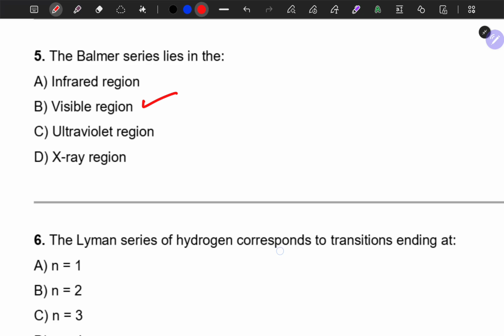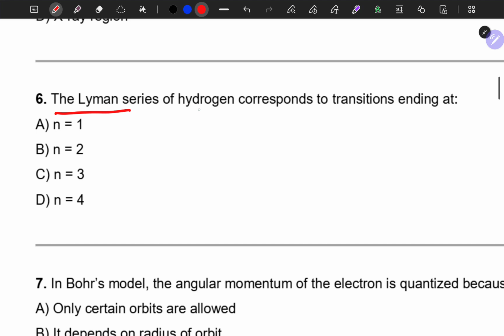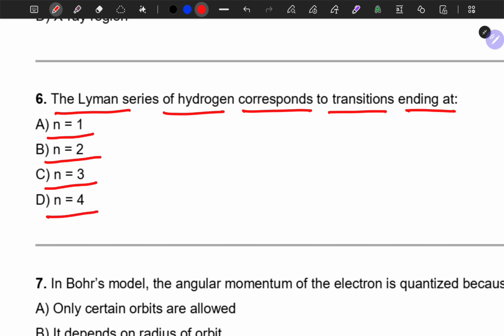The next question with us is the Lyman series of hydrogen corresponds to transition ending at n equal to 1, 2, 3, or 4, I mean by A, B, C, D. And this actually corresponds to n equal to 1, which is the first option. And another piece of information we should also know is that this region or the emission spectrum lies within the ultraviolet region.